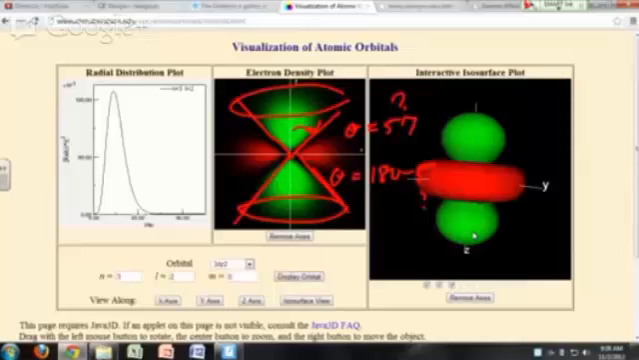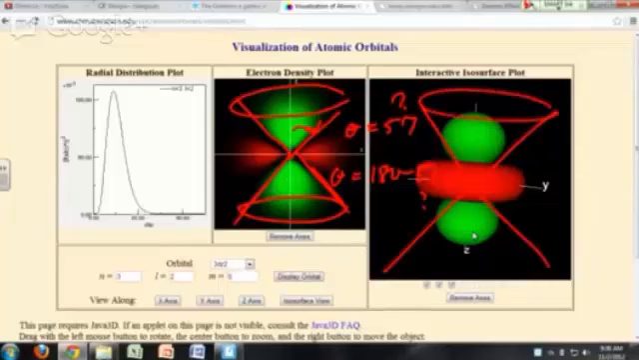But anyway, you've got those two nodes. Constant value of theta, simply a conical surface centered on the z-axis. And those are your two nodes right there in this three-dimensional isosurface representation. So you have that cone up there and that cone down here.